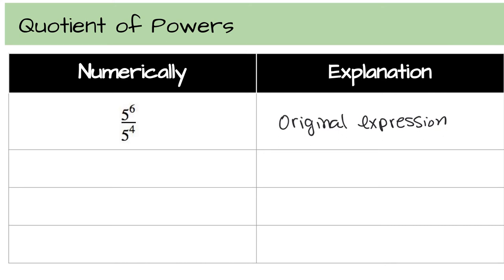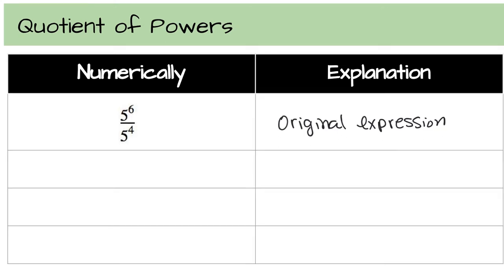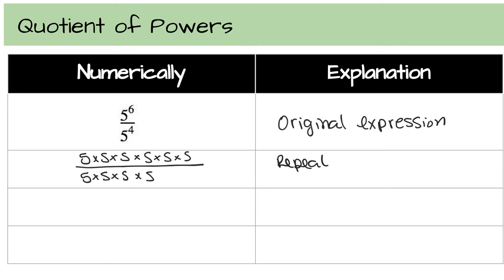Okay, so what we'll do next is we'll write in repeated multiplication the 5 with an exponent of 6, which is 5 times 5 times 5 times 5 times 5, all over 5 by 5 by 5 by 5. So step 2 is writing out in repeated multiplication, or sometimes we'll refer to that as expanded form.